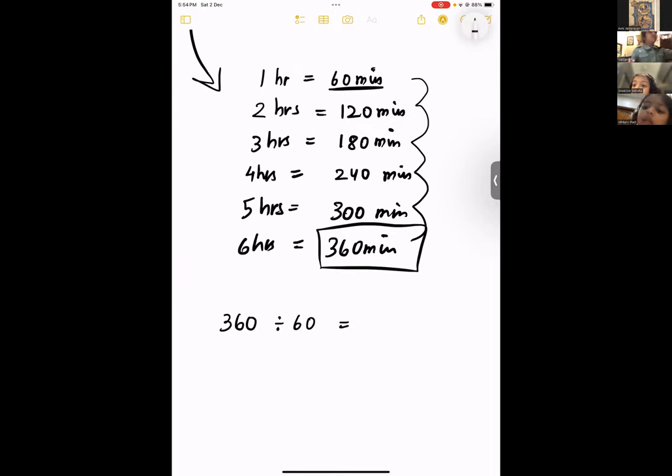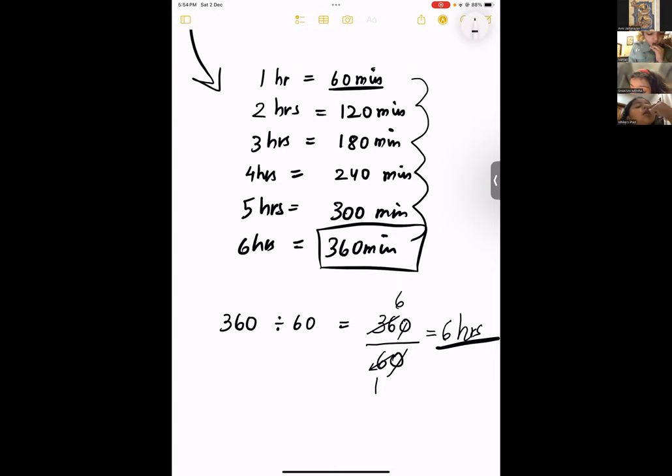Now Samaira, unmute and focus. Samaira is going to say, ma'am, I don't know the table of 60. How will we do this? Look carefully. I am going to write 360 upon 60. This is something that we will learn in future grades. The 0, 0 gets cancelled when it is division. And we know in the table of 6, 6 times 1 is 6 and 6 times 6 is 36. So, the answer is 6 hours.